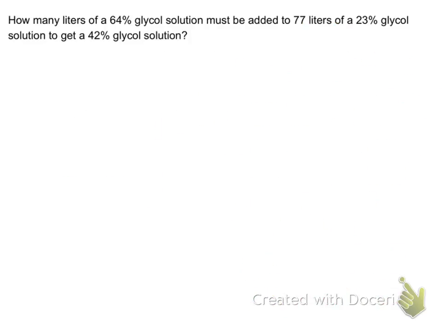Okay. Guys, I am recording. How many liters of a 64% glycol solution must be added to 77 liters of a 23% glycol solution to get a 42%? Notice 42 is in between 64 and 23. Glycol is the alcohol in antifreeze. This is why your car is not freezing right now. Well, it's freezing because you get into it, it's cold, but your car engine doesn't crack. All right, set it up and try to figure it out.